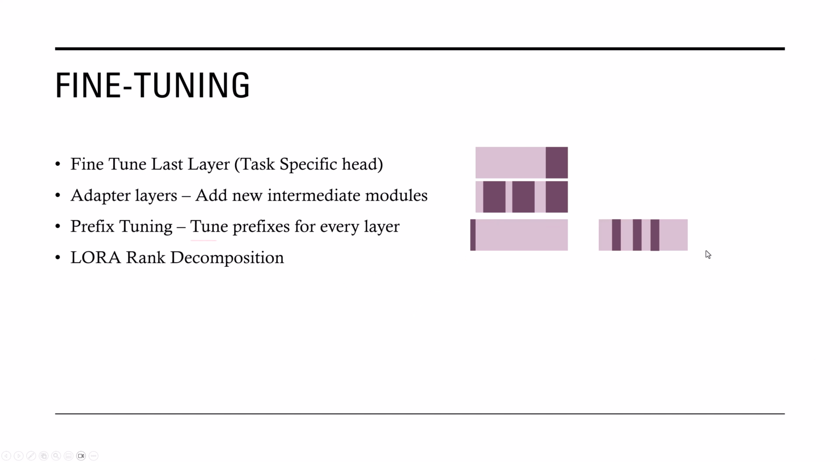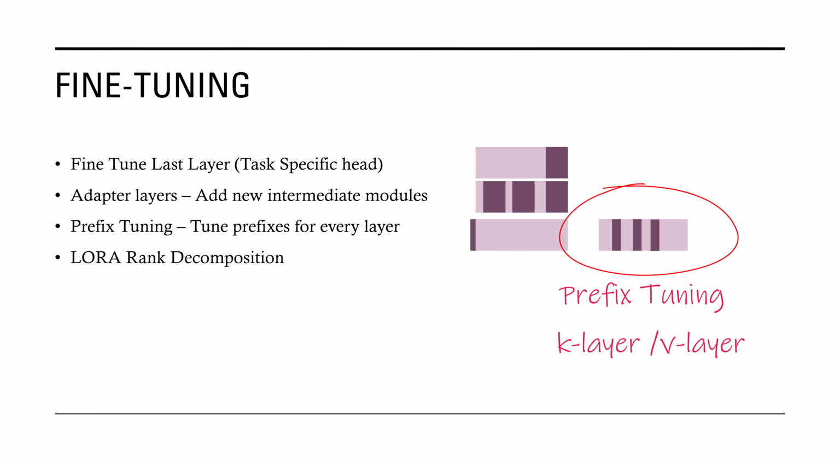And the next one is prefix tuning. It is a more powerful version where trainable prefix vectors are added not just at the input, but to the keys and values in each attention layer of the transformer. So this is how we do prefix tuning.